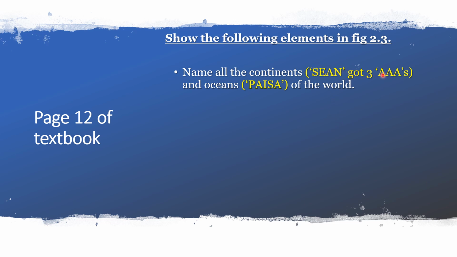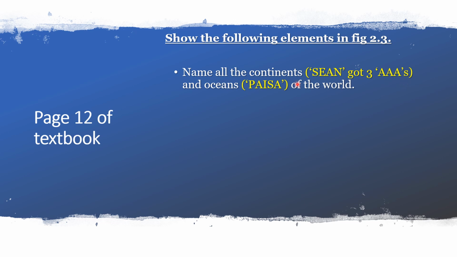Scene got 3 A's, where scene stands for, S stands for South America, E stands for Europe, A stands for Asia, N stands for North America. So now we have the 4 continents. To remember the remaining 3, you have to use 3 A's. So A stands for Africa, Australia and Antarctica.